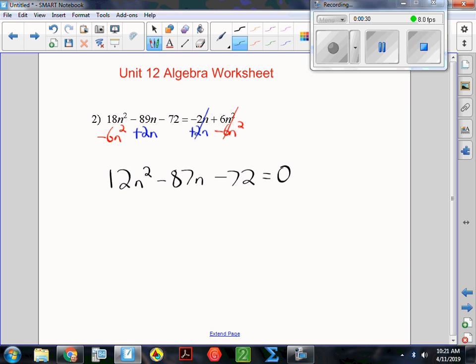Those are kind of big numbers. 12's got a lot of factors, 72 has even more. So I want to look for a common factor. They're not even, so I can't divide by 2, but I can probably take out a 3.